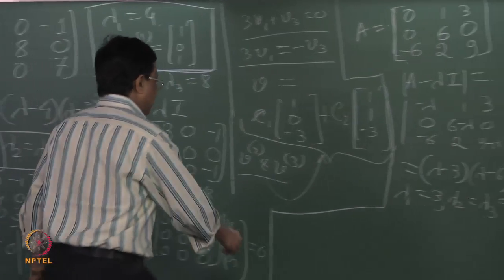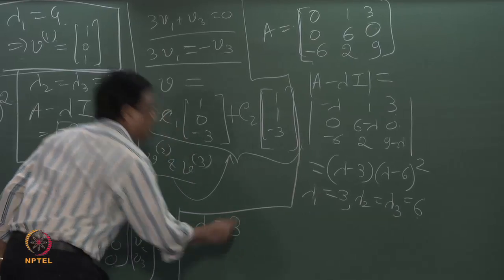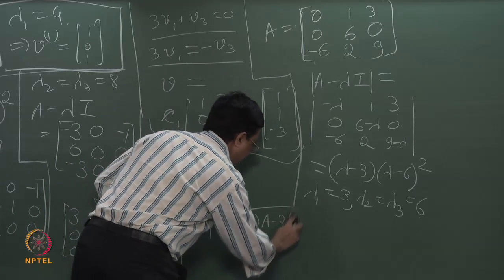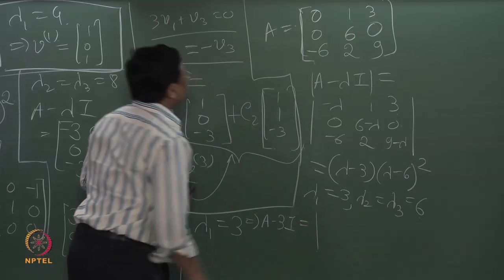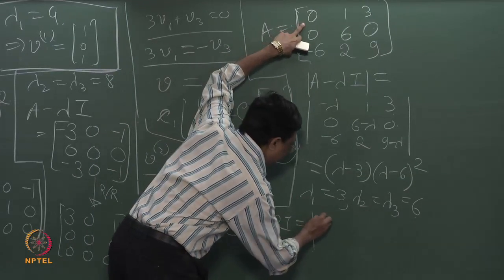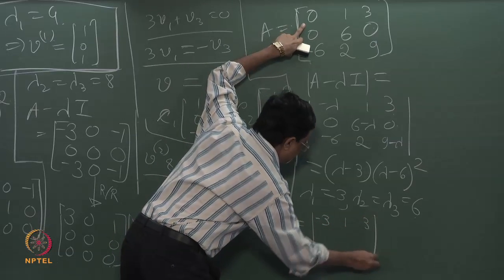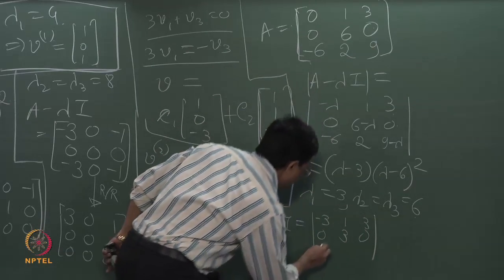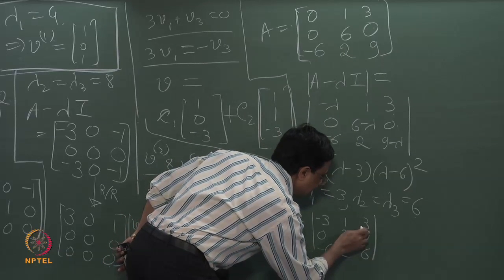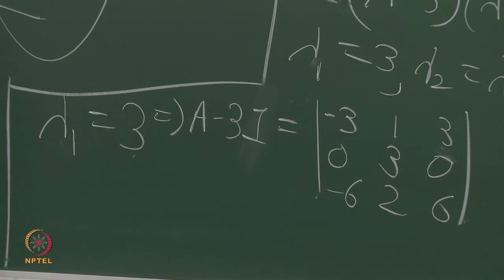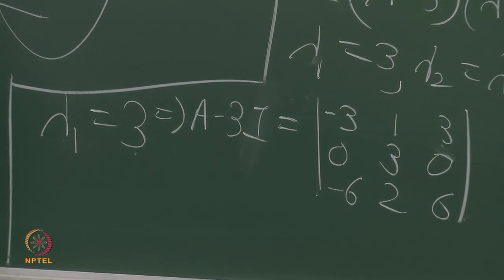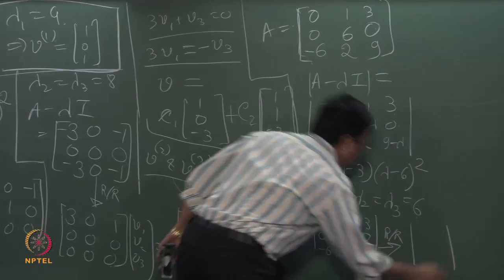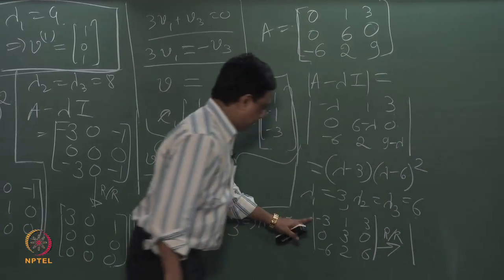So let us start with the first eigenvalue, which is lambda equal to 3. So this will give us A minus 3I. What is A? So you will have minus 3, 1, 3, then 0, 3, 0, minus 6, 2, 6, correct? Now row reduce this. Tell me what you will get.